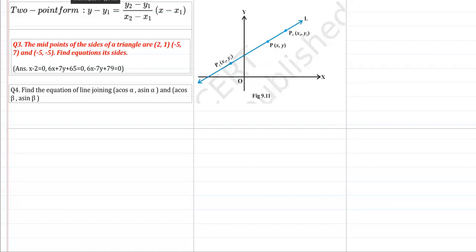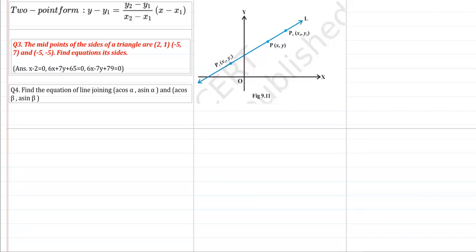Continuing with the straight line class 11th, we are now on the type of questions where we have to find the equation of a line when we know coordinates of 2 points on the line. So for that, the formula is y minus y1 equals y2 minus y1 over x2 minus x1 times x minus x1, where x1, y1 and x2, y2 are the coordinates of the points, and x and y being the general point.